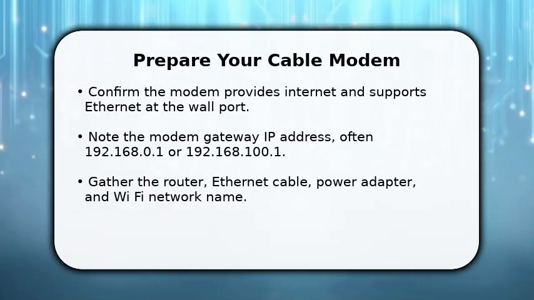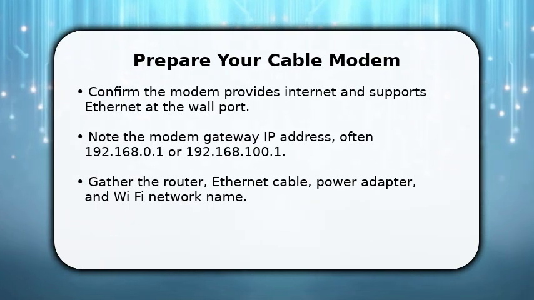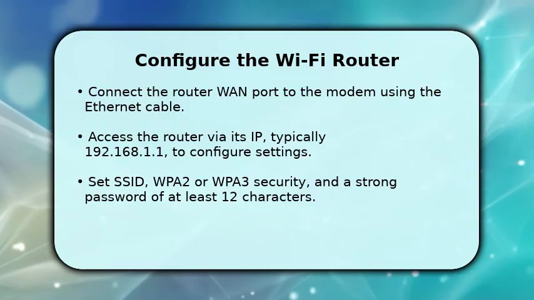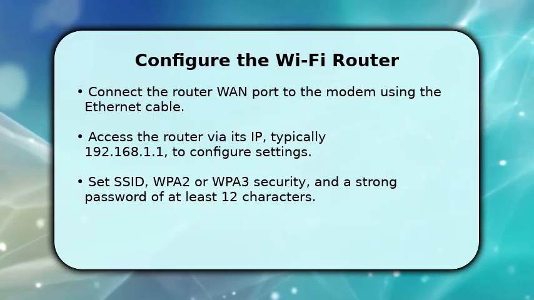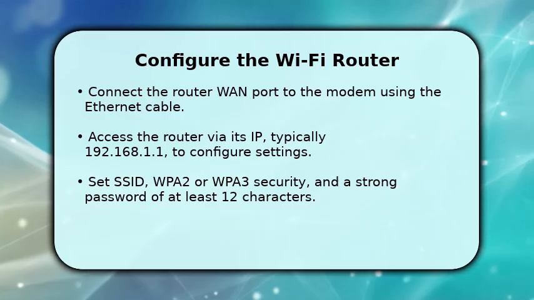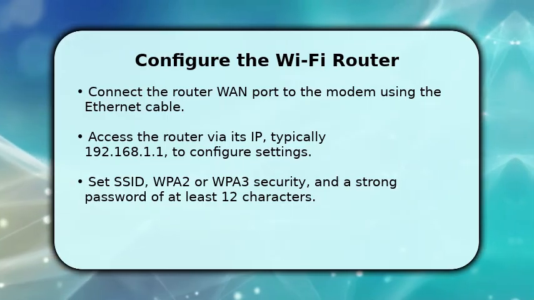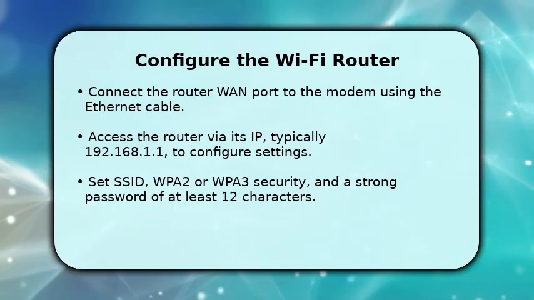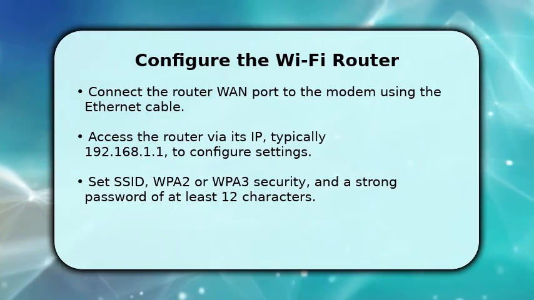Ensure the modem is in bridge mode if using your own router for best result. Connect the router WAN port to the modem using the Ethernet cable and power both devices. From your laptop or phone, join the router setup network and access the router via its IP, typically 192.168.1.1 to configure settings.